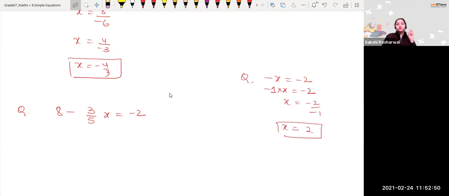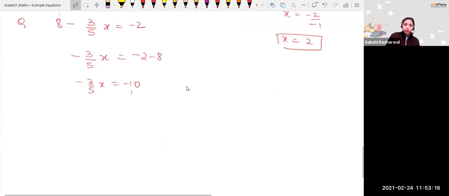Now, similarly, if you see this, whatever you want to do, either you want to transpose this on this side or this on this side, whatever you feel like, choice is yours, right? So what I'm going to do, I'm going to transpose this 8 to this side. So this is what? Minus 3 by 5x, and this 8 is in the positive. So what you will be doing, it will become negative. So minus 2 minus 8. So this is what? Minus 3 by 5x is equal to what? Minus 10.